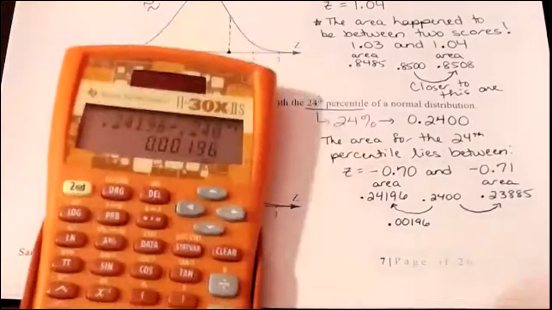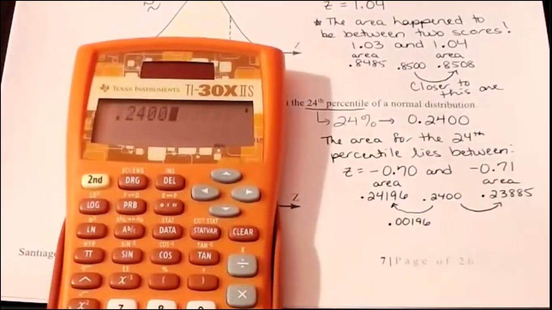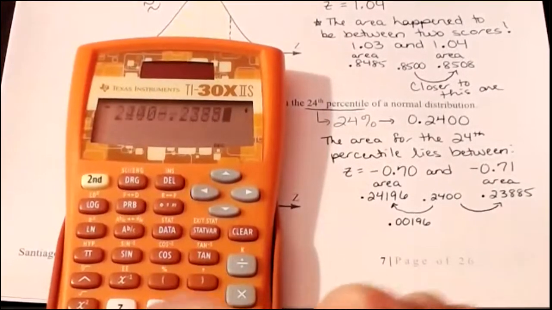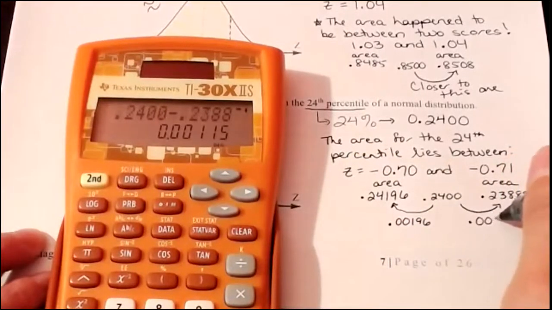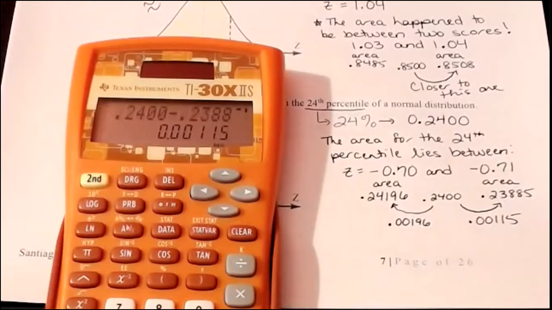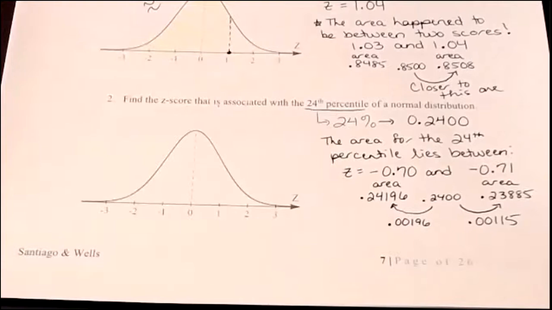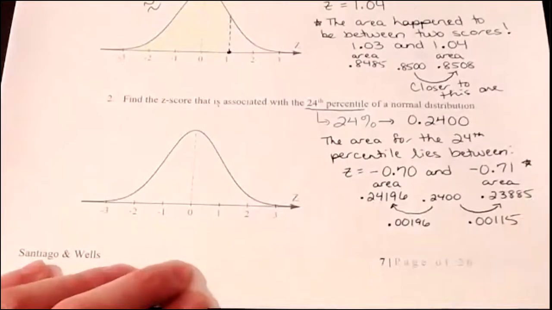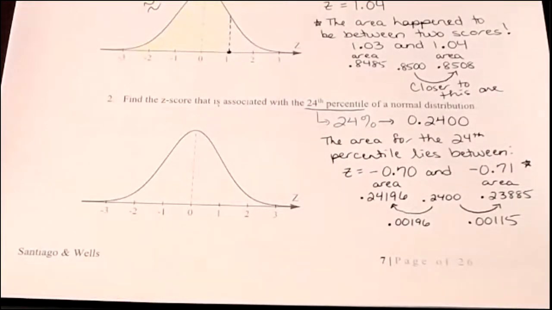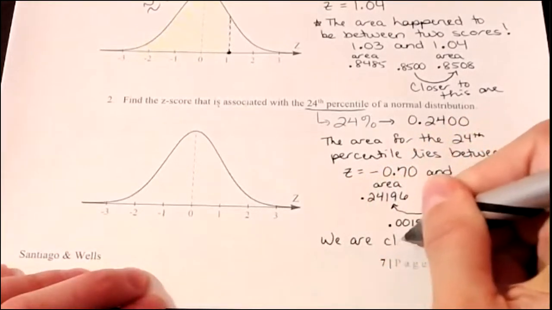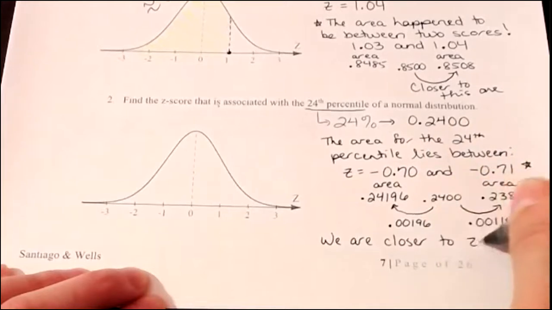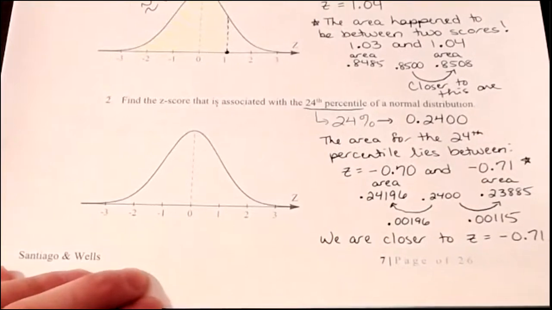So we're going to punch in 0.2400, since that's a larger amount, minus 0.23885. And that gives us 0.00115. So just by looking at the difference, we see clearly that we are actually closer to negative 0.71. So we are closer to z equal to negative 0.71. And that is your associated z-score.